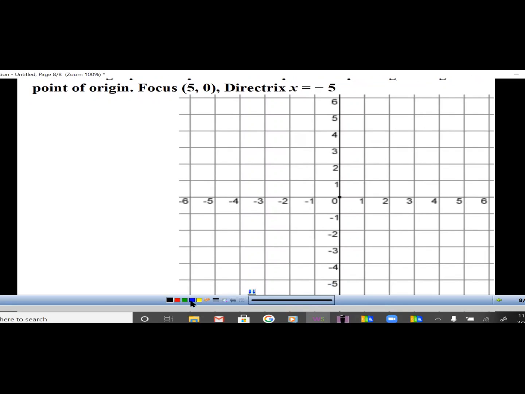All right, let's plot our directrix at x = -5. -5 is right here. Let's get you a line going through there. There it is. Oops, it's a little crooked. Hold on. There it is. My focus is 5, which is over here. So that means my parabola is going to be going through the point of origin. So that means it's a horizontal one.